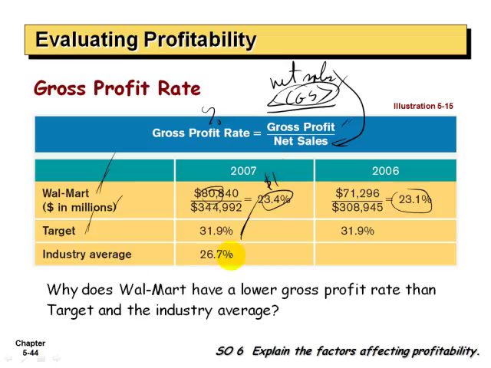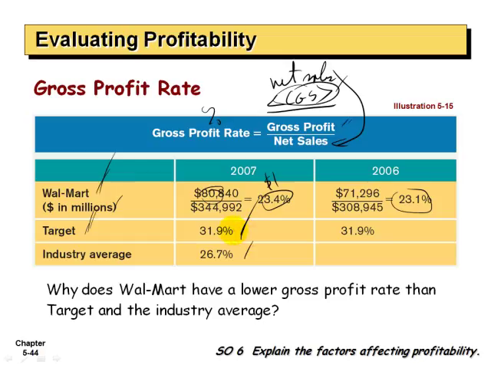And if you compare that to the industry, Target is better than the industry average and Walmart is below the industry average. But who do you want to be? The real big one and you make up things in volume, or a smaller, really big, Target is big, but they run a more efficient operation?